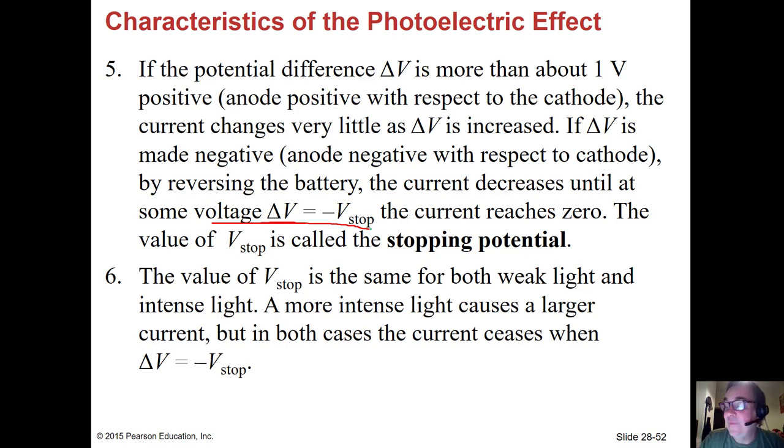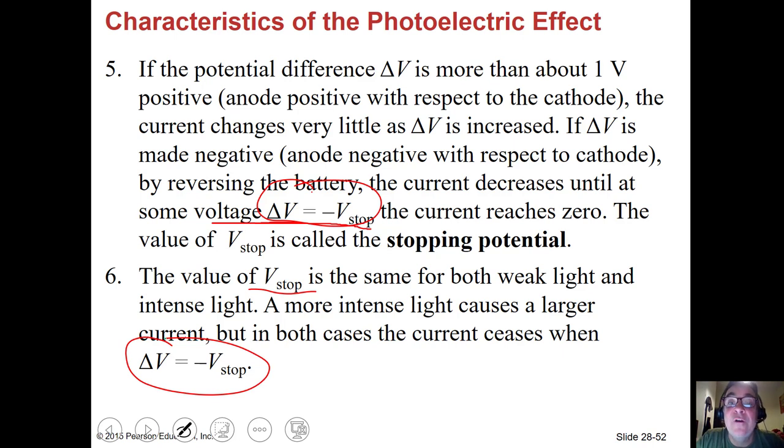So this is more of an experimental idea. Why would you ever want to do that? You'll see why in just a minute. Why you'd want to stop it from going. Okay. Essentially, we're taking all of the kinetic energy and turning it into potential energy when you stop it. But more about that in just a minute. The stopping potential is the same whether you have intense light or weak light. Okay, so this is the potential that stops all current from flowing across.